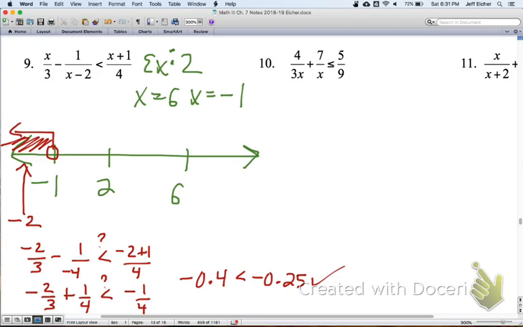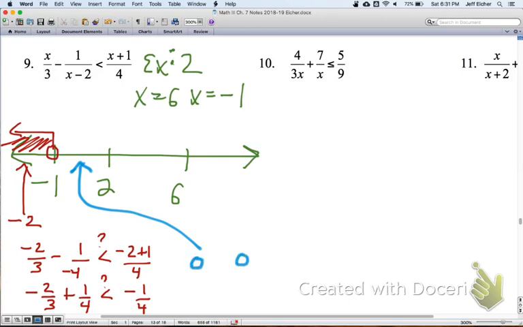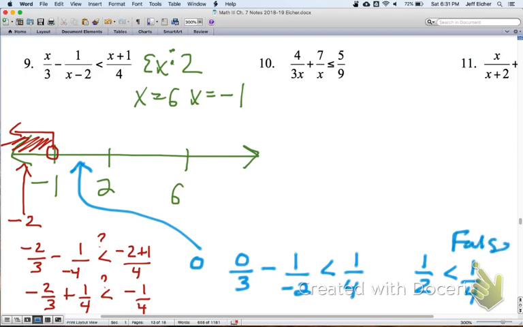Let's check another point in here. So we'll try 0. Plugging in 0, we get 0 over 3 minus 1 over 0 minus 2 is negative 2. Is that less than 1/4? So this would be a positive a half. Is that less than a quarter? That is false, so we will not shade. So we're not shading in that region.